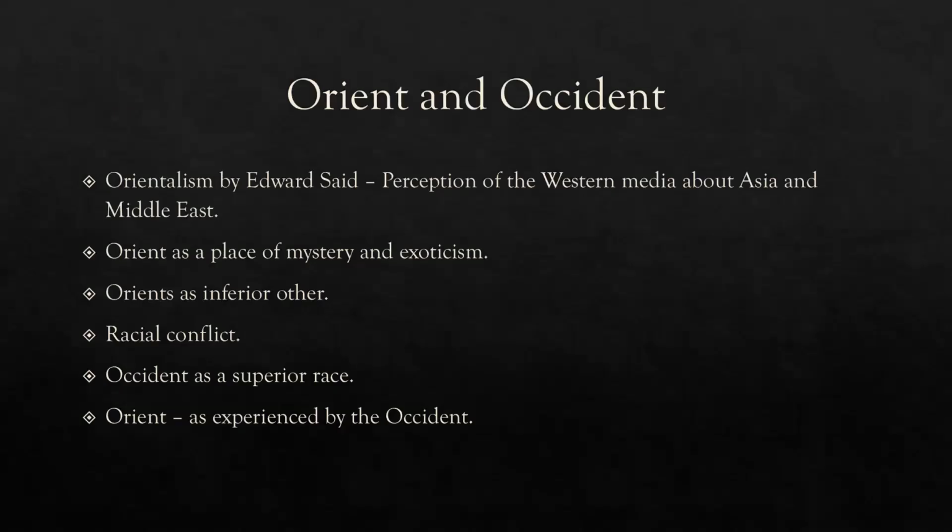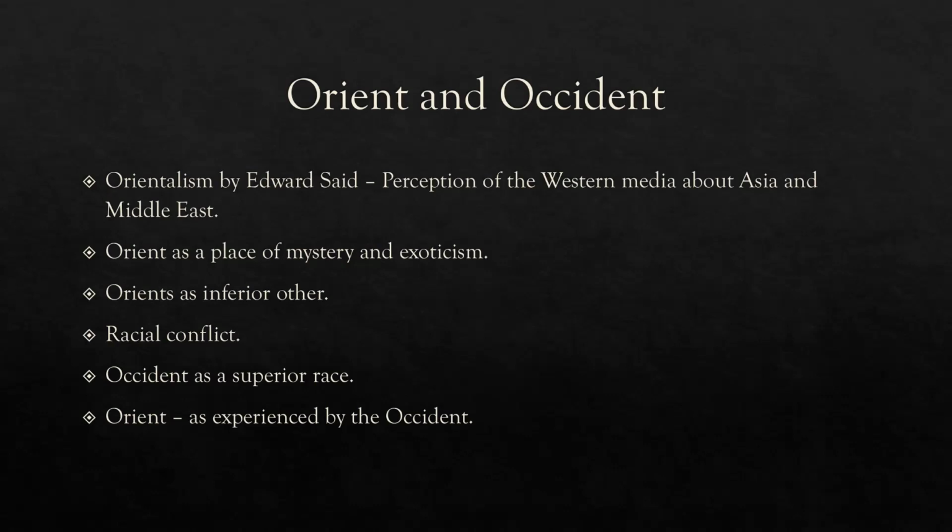Okay, so in your syllabus, there are some key terms: Orient, Occident, hybridity, ambivalence, ethnicity, other. In the first unit, the notes are given, but here I will just quickly summarize what is the difference between Orient and Occident. So Orientalism, or the way the West perceives the East, was given as a discursive representation by Edward Said in his book Orientalism, which was published in 1979.